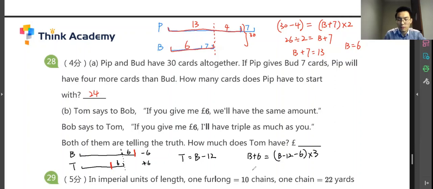So let me solve this. B plus 6 is B minus 18 times 3. So it's 3B minus 54. And then B moves to the right-hand side, and then minus 54 moves to the left-hand side. That will be 60 equals 2B, and then B is 30. And remember, T is B minus 12. So Tom has 30 minus 12 pounds, which is 18 pounds. Okay, so that is part B of question number 28.